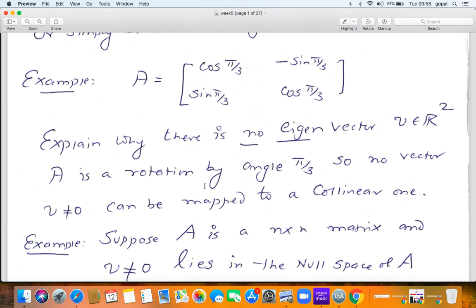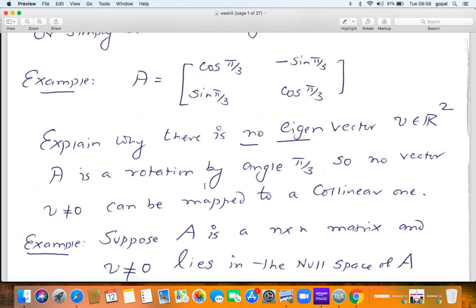No non-zero vector can be an eigenvector, because if you take a non-zero vector, that vector gets rotated by angle pi by 3. So how can Av be collinear with v? Av is simply v rotated by angle pi by 3. So obviously v and Av cannot be collinear. Therefore, directly through geometrical considerations, we see that this matrix A has no eigenvector.